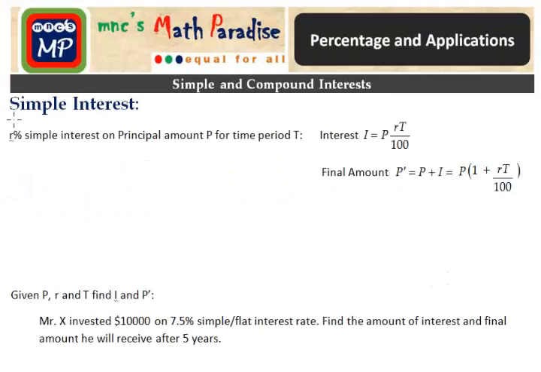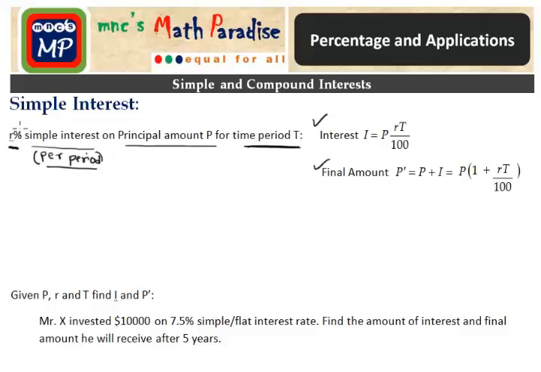Here we will learn how to work with simple interest rate. Assume that R% simple interest rate on a principal amount P for time period T. Then we need to calculate how much will be the interest and what will be the final amount. That is R% interest rate. Here we need to assume that interest rate is per period, and such after T number of periods.